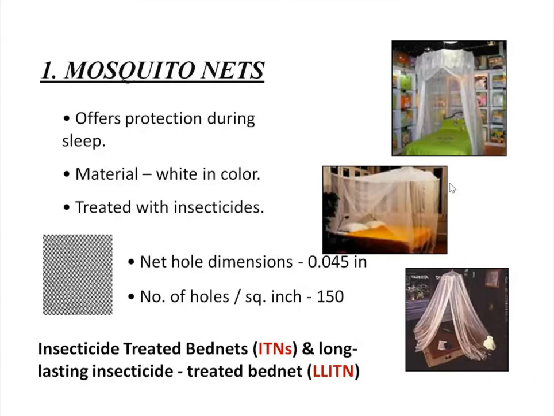Basically, mosquito nets are white in color and treated with insecticides. Sometimes these nets are treated with insecticides like DDT or malathion, and properly coated. The dimensions of the holes are also important. Usually each hole should be 0.045 inches in diameter, and each square inch should contain at least 150 holes. You have to follow these dimensions when making the mosquito net.